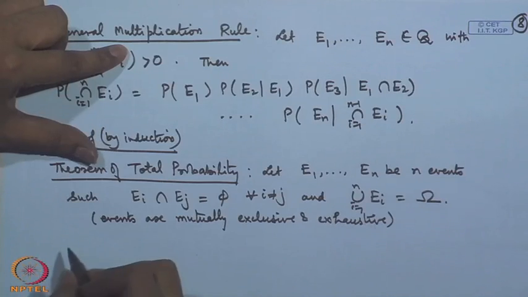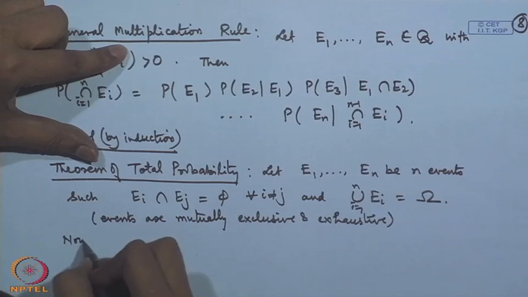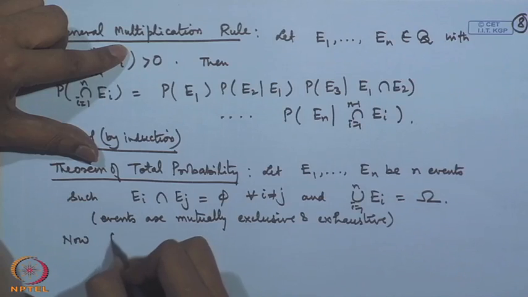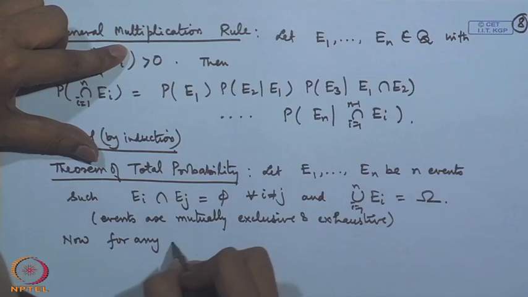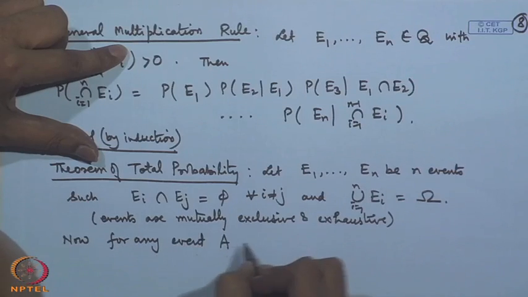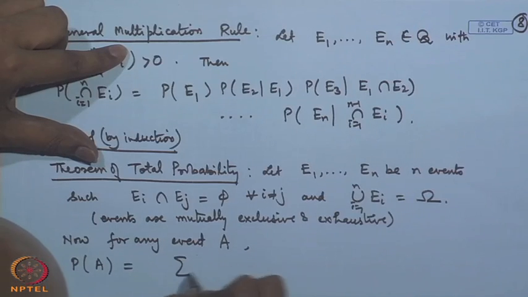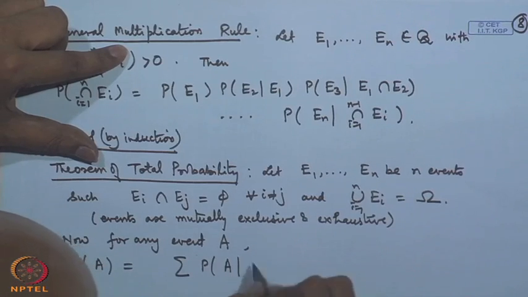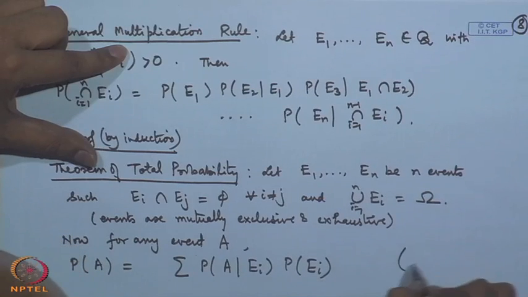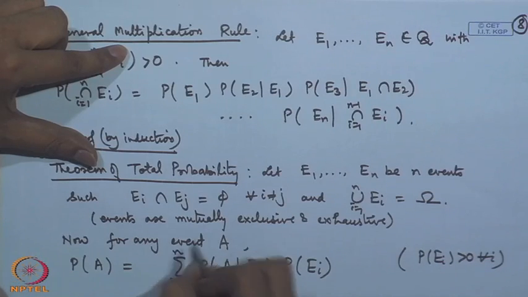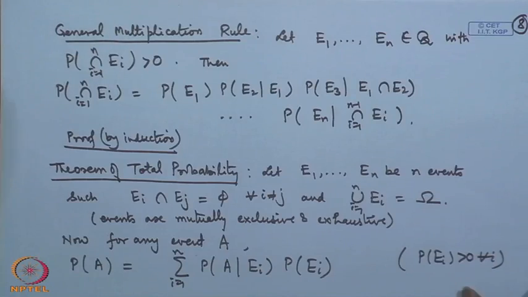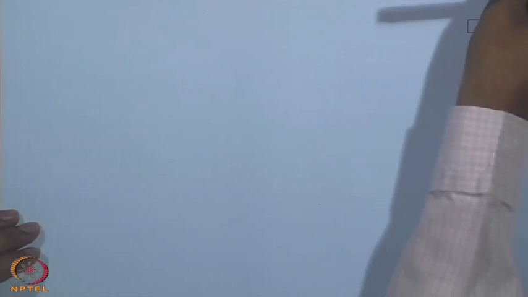Okay. So, now for any event A, probability of A can be written as sigma probability of A given Ei into probability of Ei. Here we are assuming that the probability of Ei is positive for each i. Let me explain the proof here, at least for this statement.